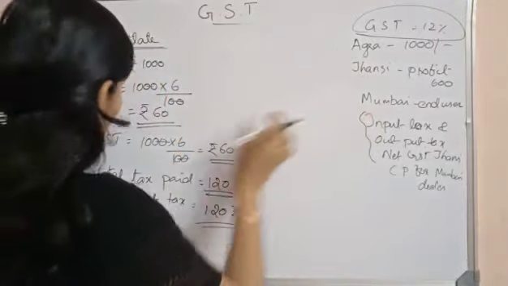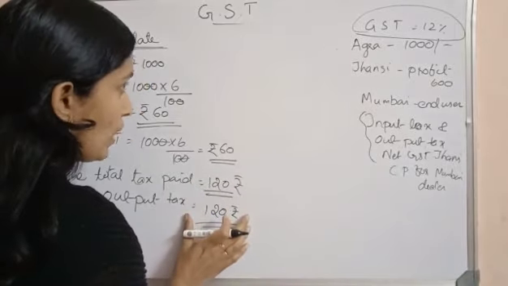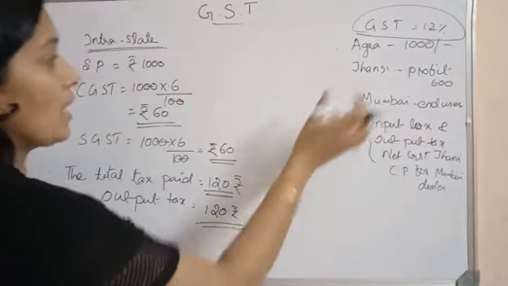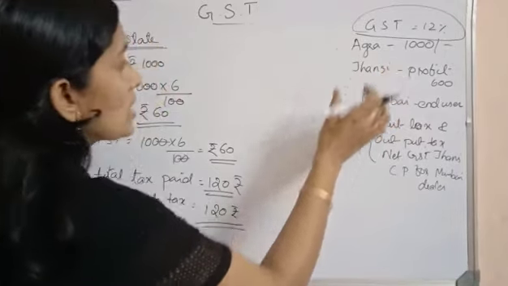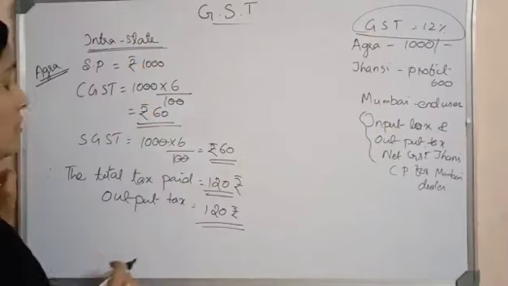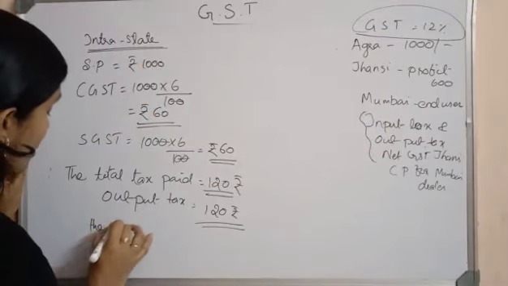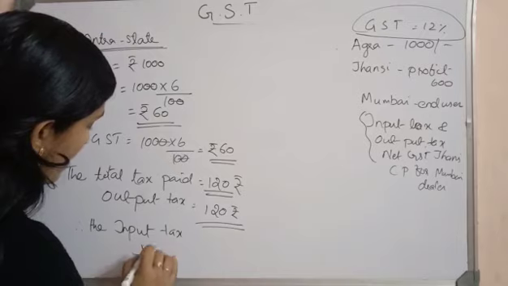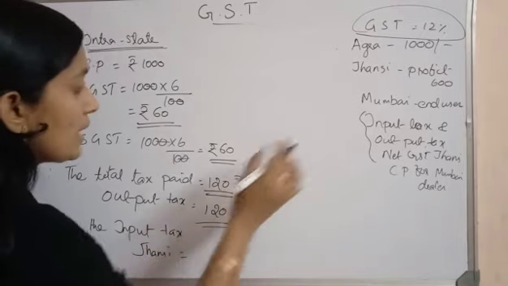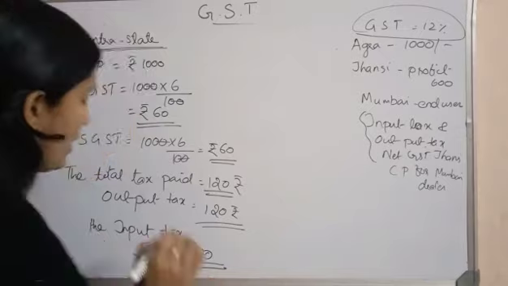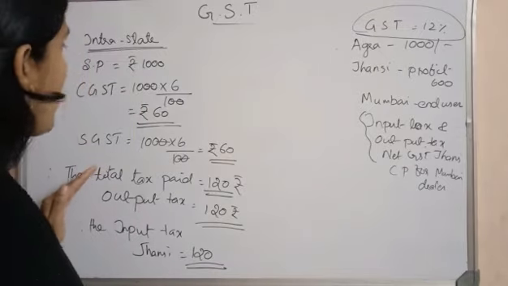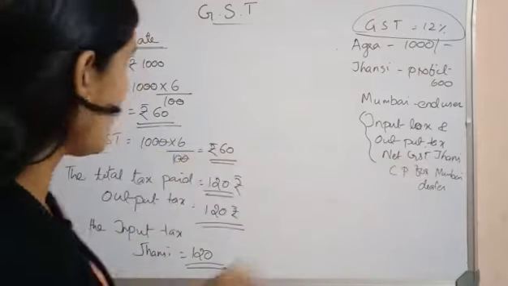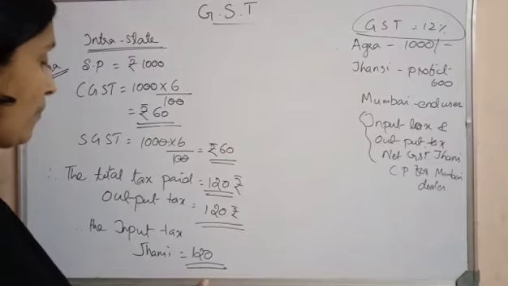So here the output tax for the dealer in Agra is rupees 120. Therefore, the input tax for the dealer in Jhansi is 120 rupees. Here it is the input tax since the purchase is happening. In case of Agra, that was the same. Therefore, the input tax for the dealer in Jhansi is rupees 120. So that was the first part of the question. Here we have to find the input tax for the dealer in Jhansi, and that is same as rupees 120.